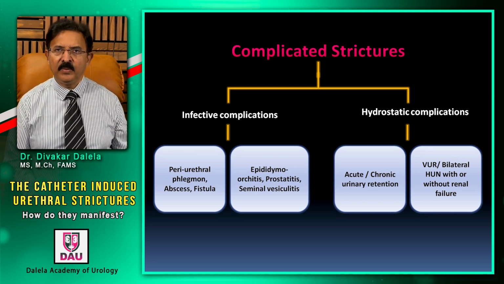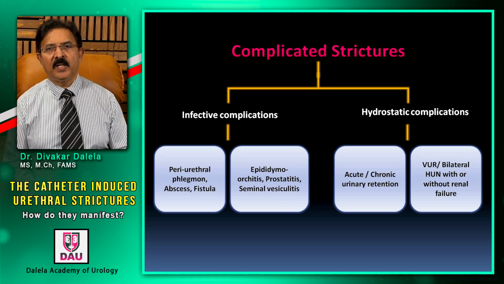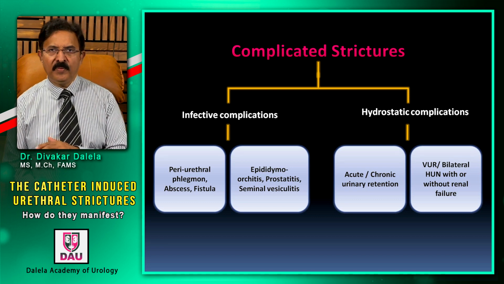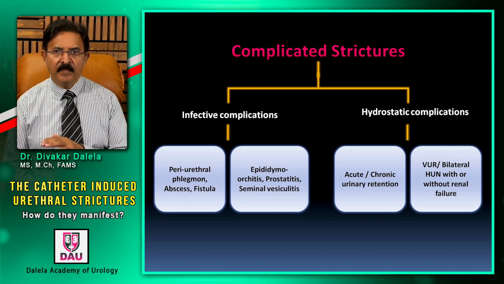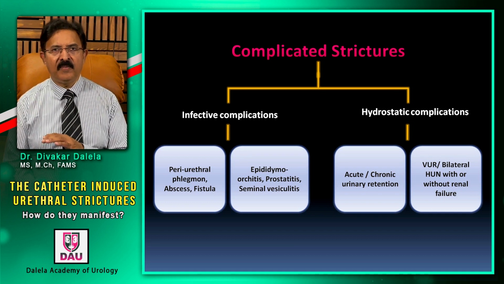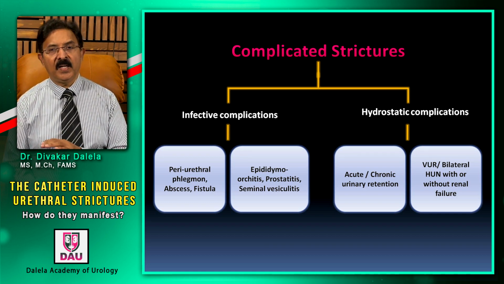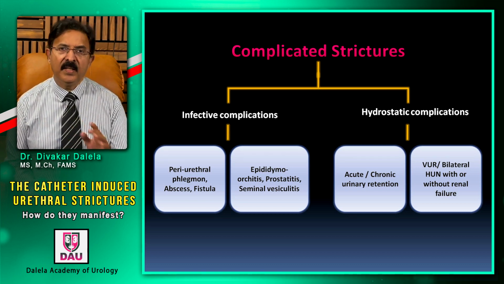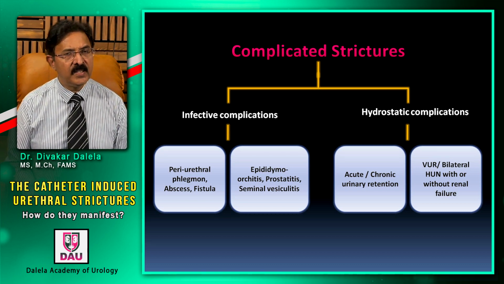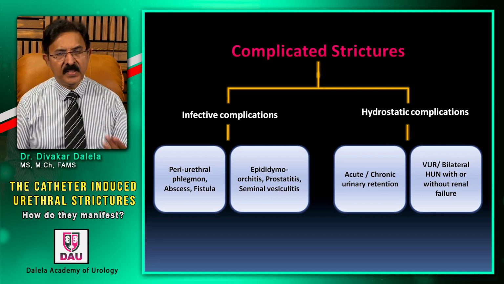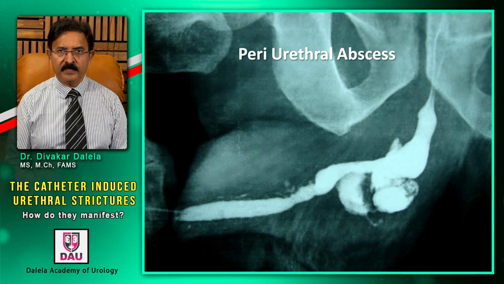So on one side, you will see infective complications, and on the other side, you will see hydrostatic complications, which happen because of high pressure voiding. Patient can develop acute and chronic urinary retention, or bilateral vesicoureteral reflux or bilateral hydroureteronephrosis with or without renal failure. So in general, the complications of strictures are categorized into 2 subgroups, infective and hydrostatic. And you can see them on retrograde urethrogram imaging.